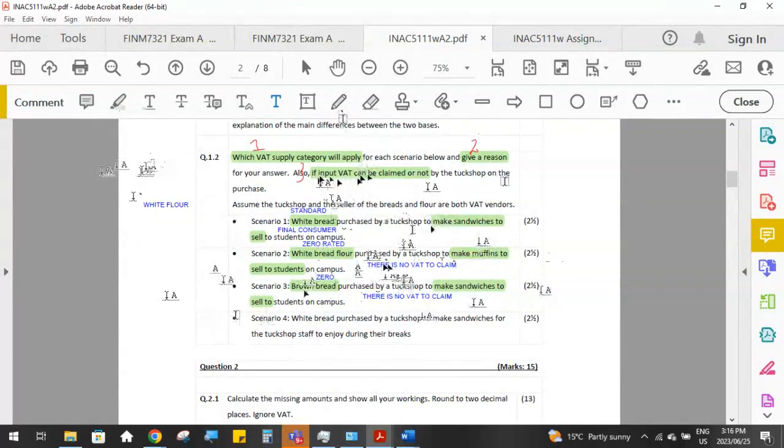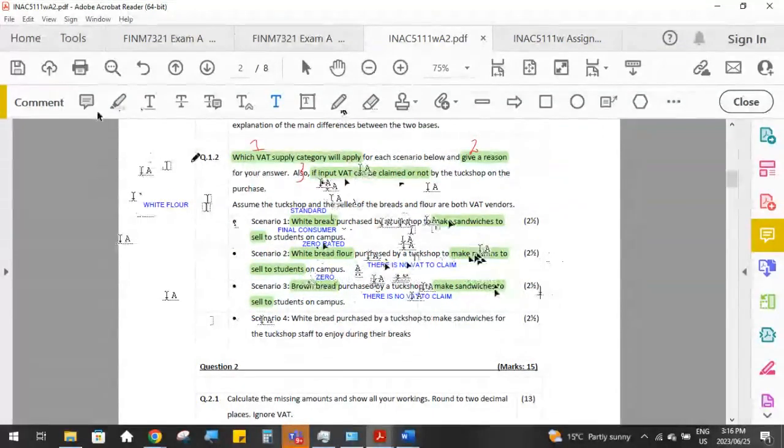Okay, I do understand where the students got muddled up with that. Because it's zero rated, because they were making the muffins and the sandwiches to sell to students, that told you that yes, they're allowed to claim the VAT, which is true, except that in these two cases, there was no VAT to claim. So no, they can't claim any VAT back.